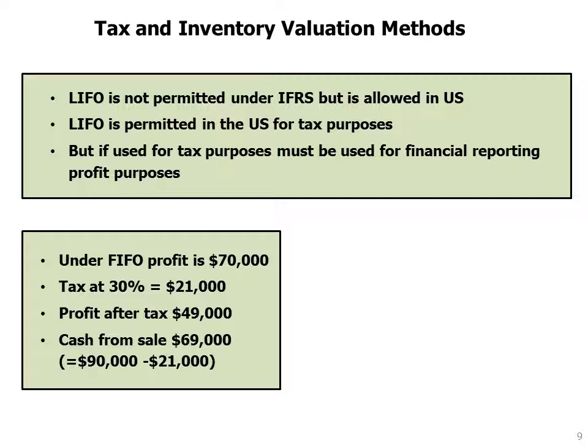Under FIFO, the profit from the sale is $70,000. If we assume a tax rate of 30% on that profit, the tax at 30% is $21,000. So profit after tax is $49,000. But if we actually look at the cash from the sale itself, we've got the $90,000 from the sale, less a current tax liability of $21,000. So the net cash from the sale under FIFO is $69,000.